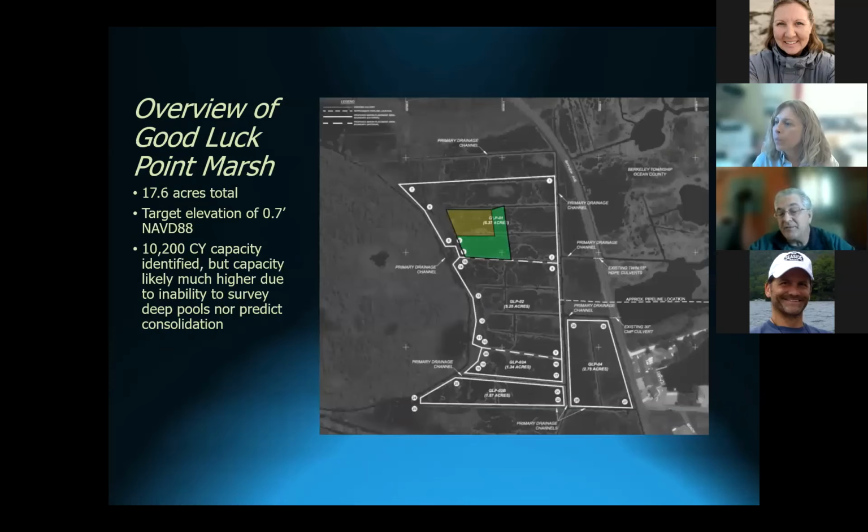Okay, so as Virginia pointed out, this is the marsh, and we spent a lot of time working with Fish and Wildlife Service and the other project partners to look at this site and to evaluate what we could do on the site. It is 17.5 acres, and what was decided was a target elevation of 0.7 feet. Now, let me just say something about elevations, because this is important. The more elevation that you need to add, the easier it is.